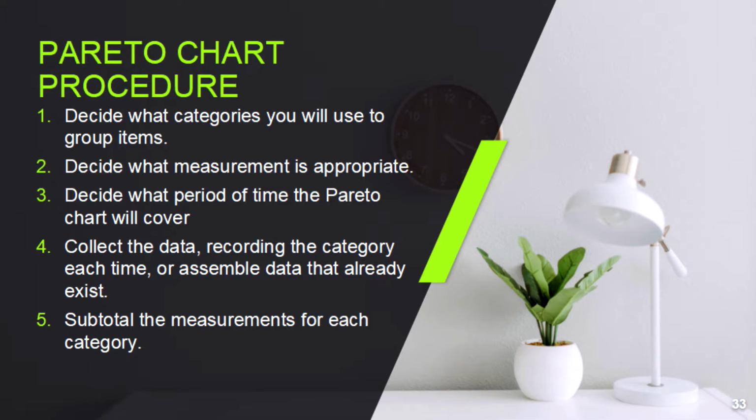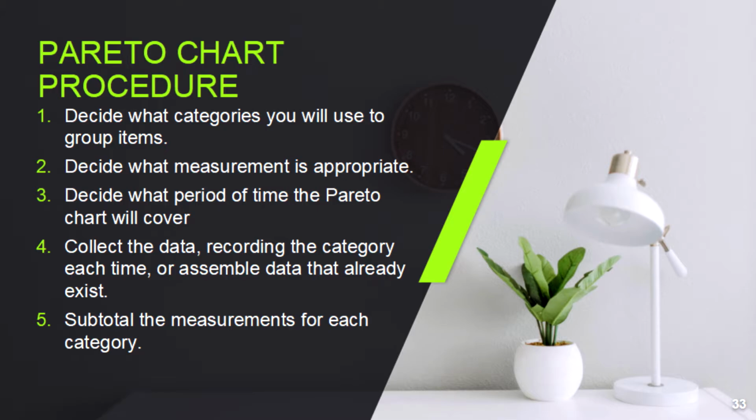Pareto chart procedure. First is, decide what categories you will use to group items. Second, decide what measurement is appropriate. Common measurements are frequency, quantity, cost, and time. Third is, decide what period of time the Pareto chart will cover, whether one work cycle, one full day, a week, a month, or what. Fourth is, collect the data, recording the category each time, or assemble the data that already exist.